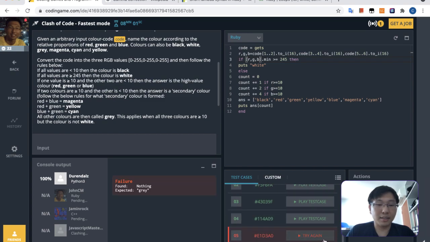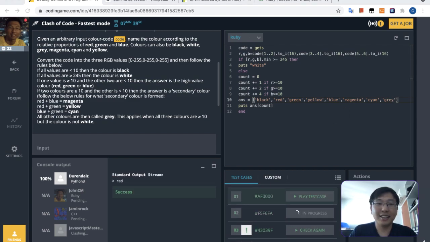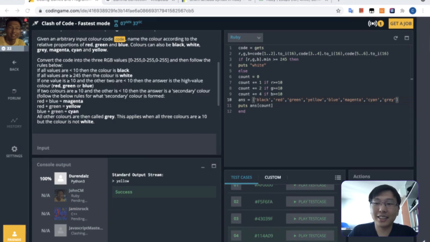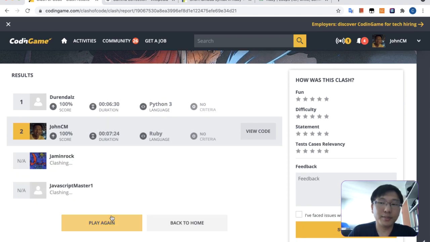So we have gray. If all other colors are greater equals to 10, but it's not white, then it's called gray. 0, 1, 2, 3, 4, 5, 6. So over here we have another array called gray. All right, we got it. Good job to the Durandals. Did very well here.